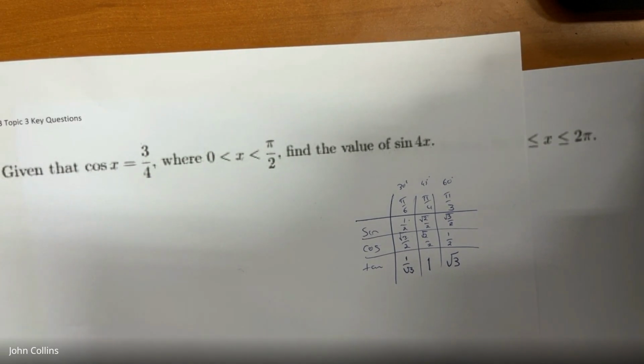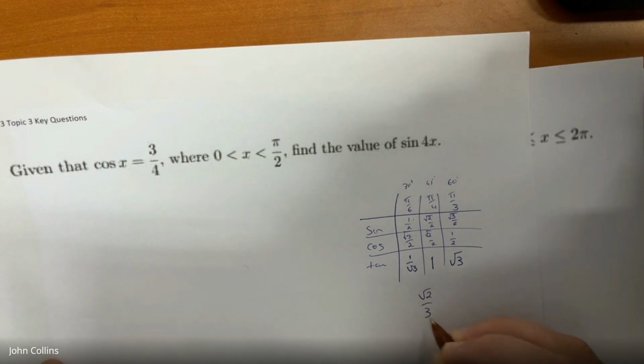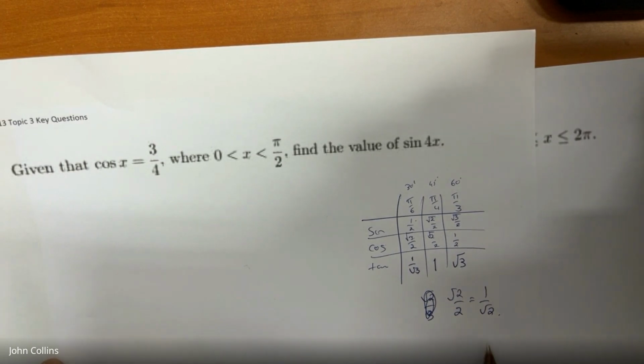Okay, so there's a number of ways to remember it. You can just learn it off by heart. Remember, root 2 over 2 is, not root 2 over 3. Root 2 over 2 is the same as 1 over root 2, if you know your surds, so they're interchangeable.